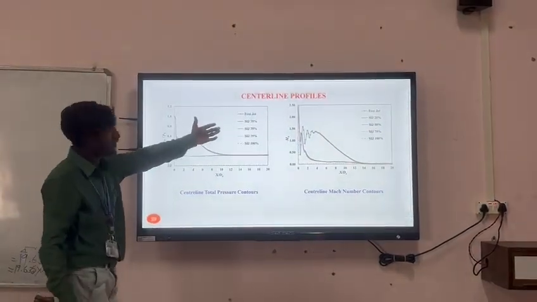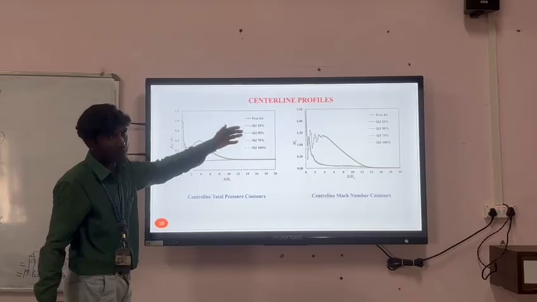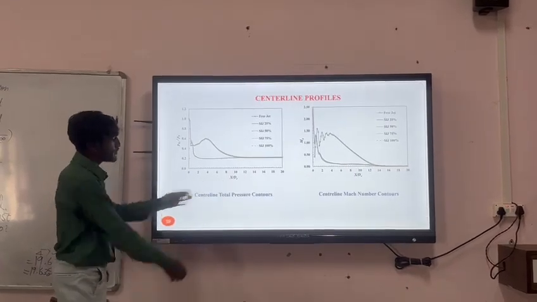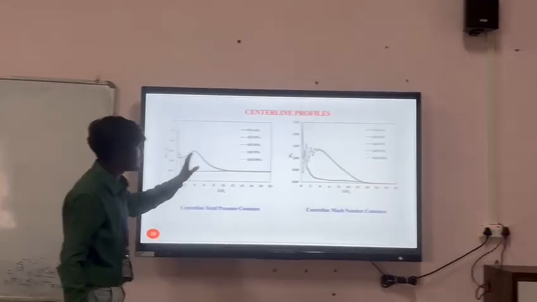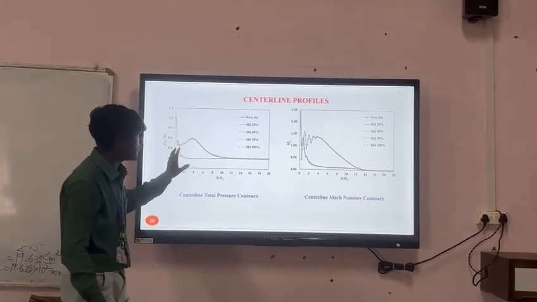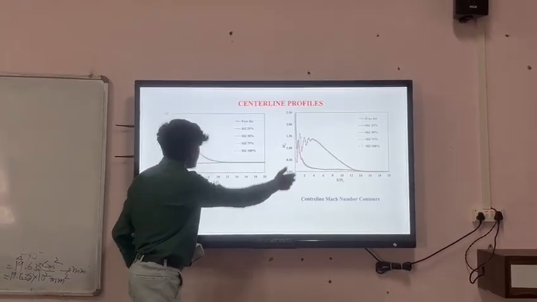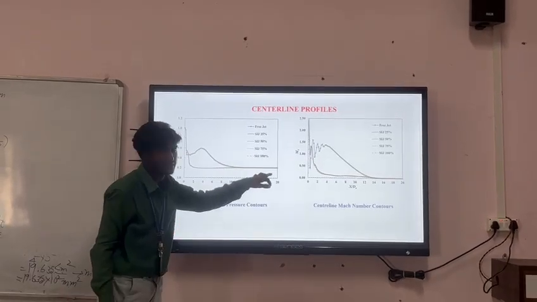This is the result of the project. The centerline profile: we have centerline total pressure contours. This is a free jet centerline graph. This is our Mach number contour graph. In that, we have the streamline flow at the exit.